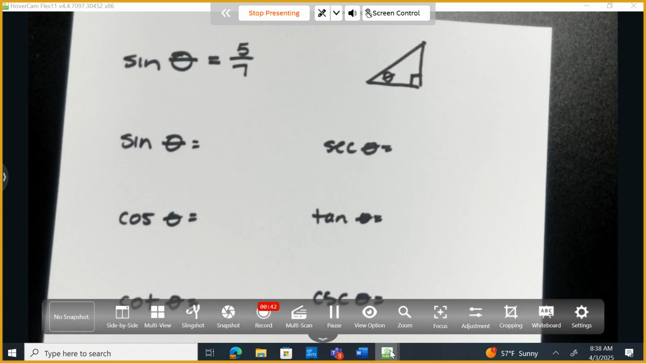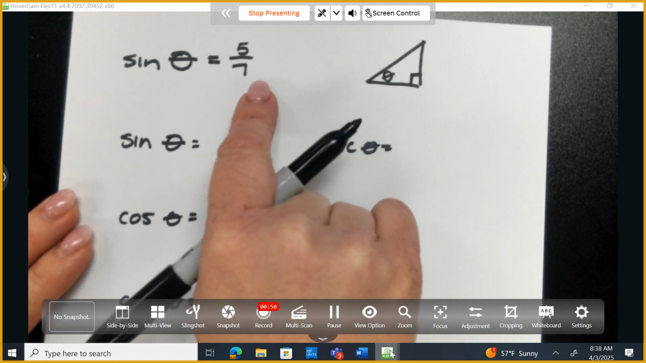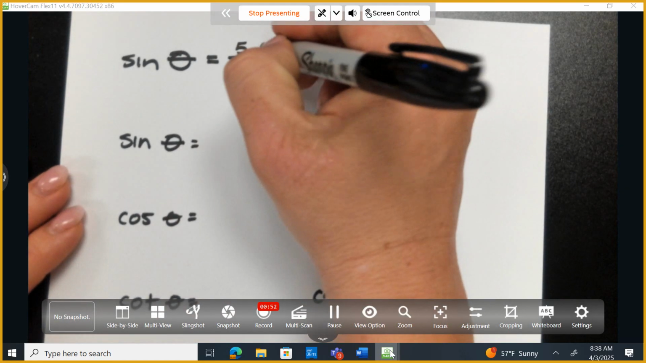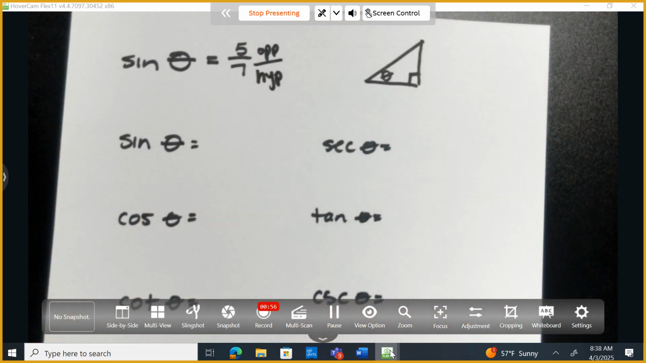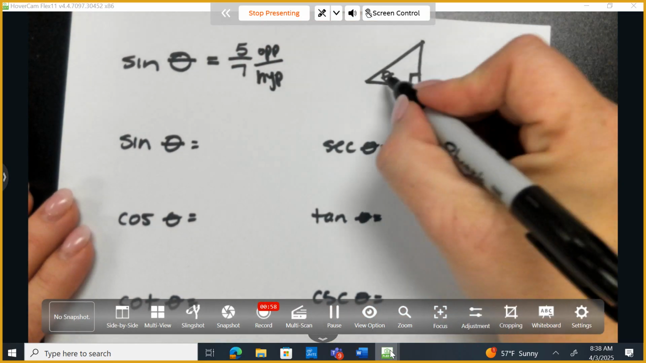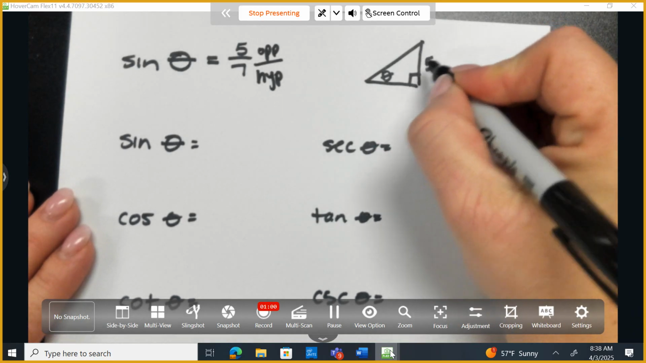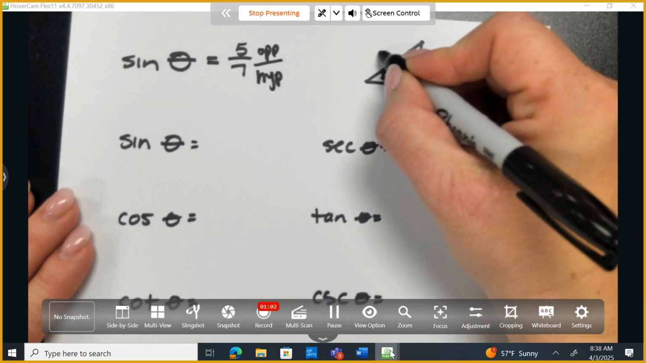Now, the first thing we have to know is, what does sine represent? It represents two of the three sides of a triangle. So the ratio is what over what? You're going to use the words. It is opposite over hypotenuse. So from the angle that I have, I'm going to go opposite of this angle and make a 5, and then I'm going to go to the hypotenuse, which is the diagonal, and make a 7.